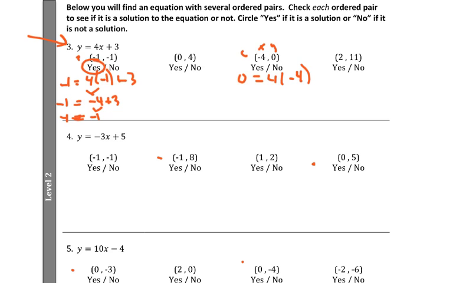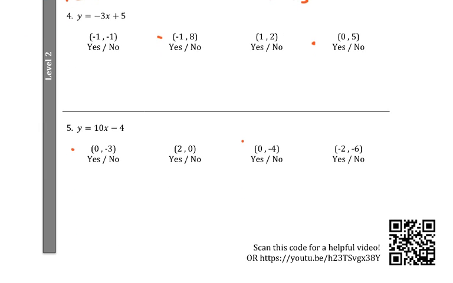What do we got going on? Oh yeah, plus 3. So 4 times negative 4 is negative 16 plus 3. And negative 16 plus 3, what does that equal? Negative 13. That does not equal 0, so that one is not one of our solutions. Let me slide the page up.